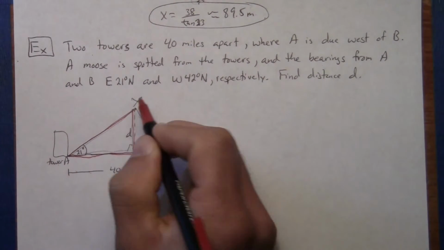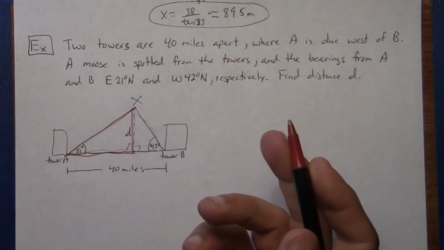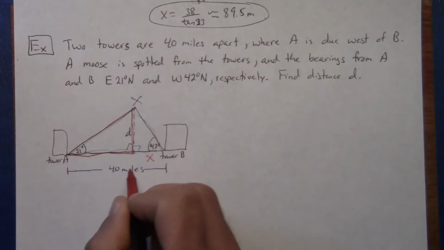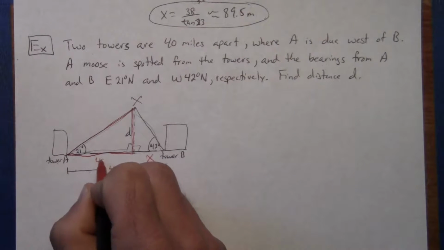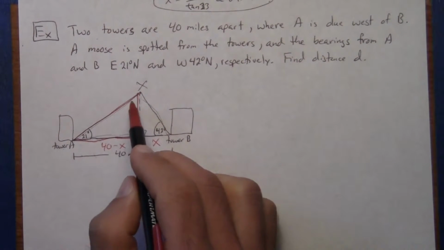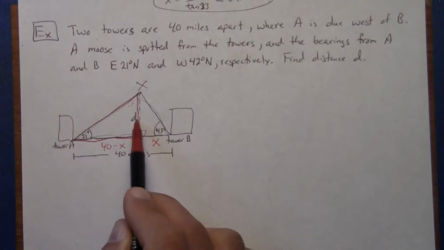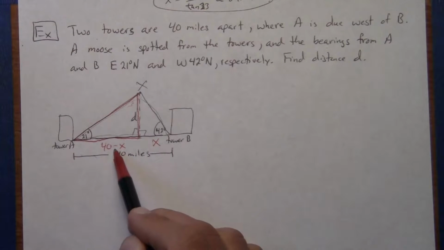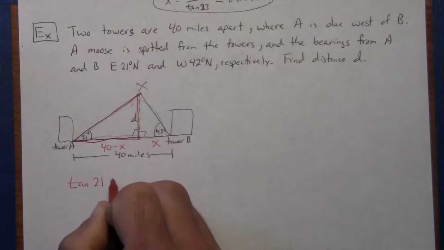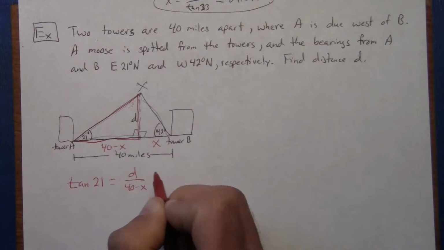Now, in order for me to set up some sort of sine, cosine, tangent stuff, I need to know that distance. I have no idea what it is. So what I'm going to do is call this distance x, and then since the whole thing is 40, this will be 40 minus x. And now looking at this triangle, let's pretend like I don't know how to find that. Using the 21 they gave me, I have side opposite, I have side adjacent. I can say the tangent of 21 degrees is equal to d over 40 minus x.